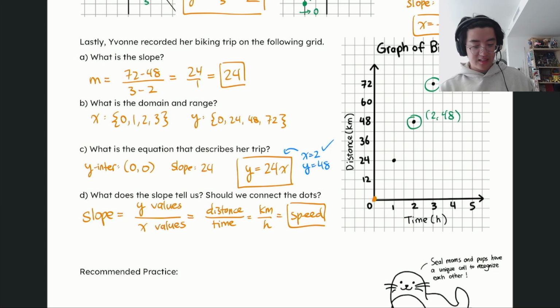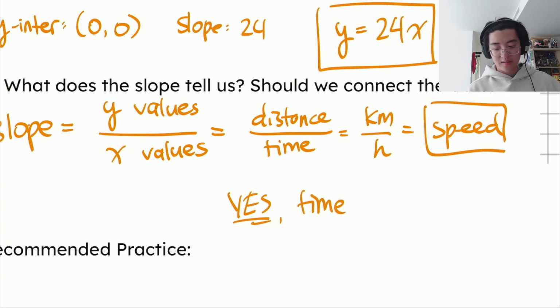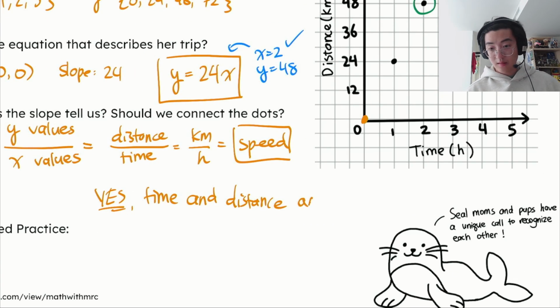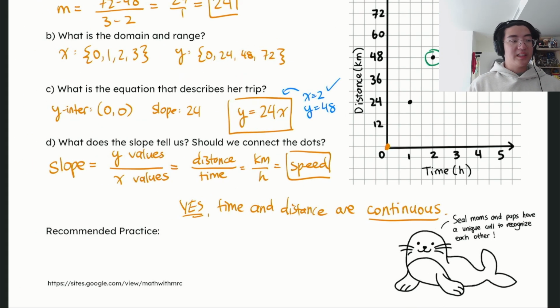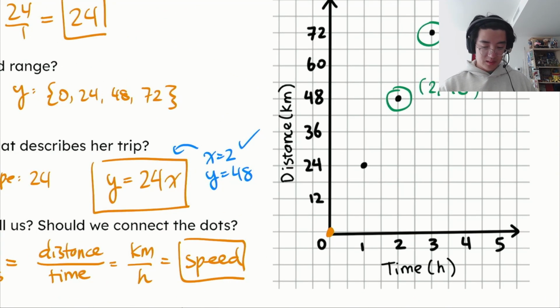And now, should we connect the dots? Actually, yes, we should. Because time and distance are continuous. We can have, say, half an hour, or half a kilometer. Every single value here can be a decimal. That's why they're continuous, and we can actually connect the line in this graph.